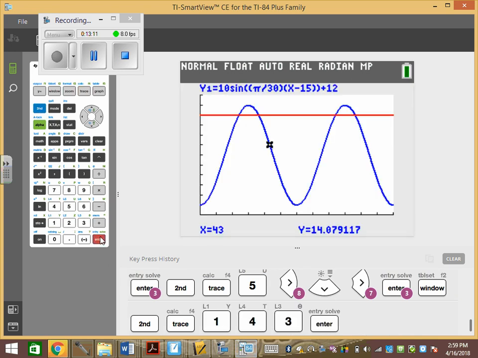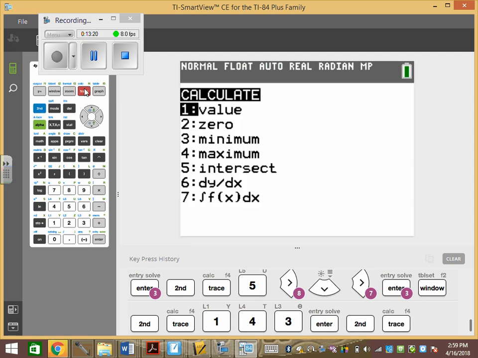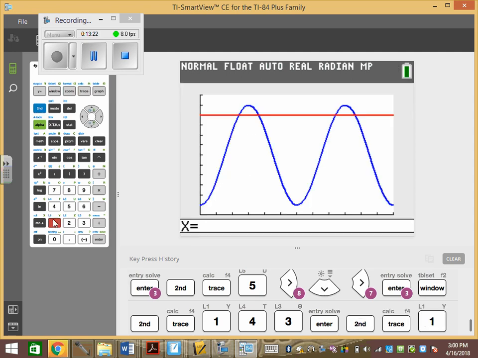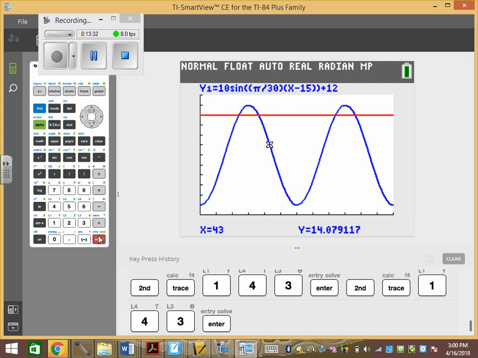The table works if it's a whole number. If it's a decimal, you can't go to the table. Second, trace, value, and then that's your X equals. So your Y equals is Y equals. If you're given the X, you have to go second trace value, and it pulls up X equals. That's the only place you can pull it from. And then you do 43, enter. And you put in any X value there. And so he's at 14.1 meters. Done.